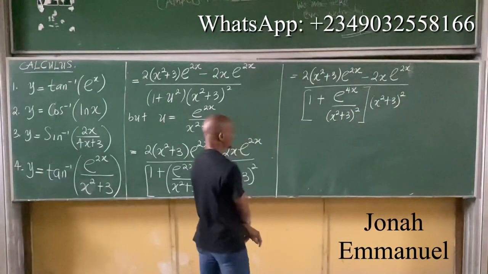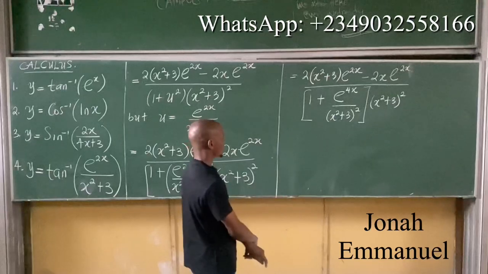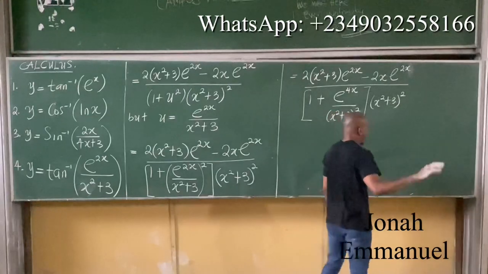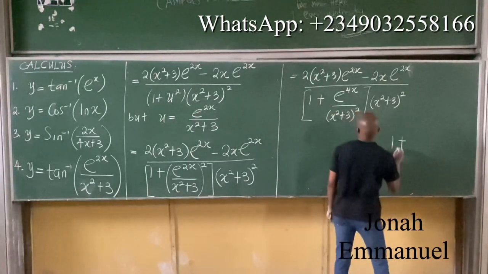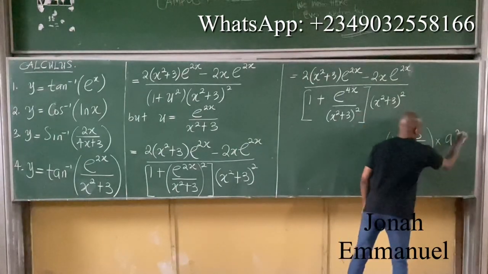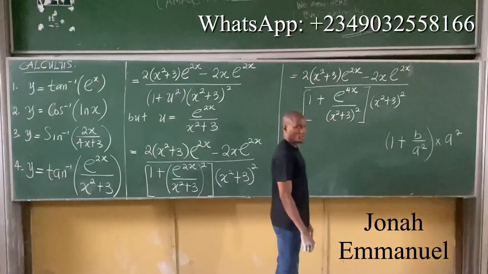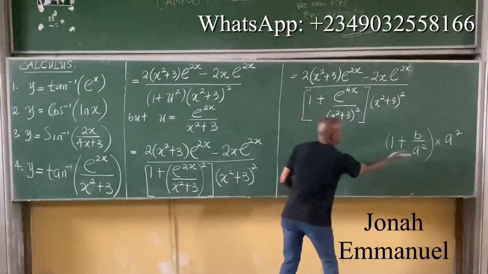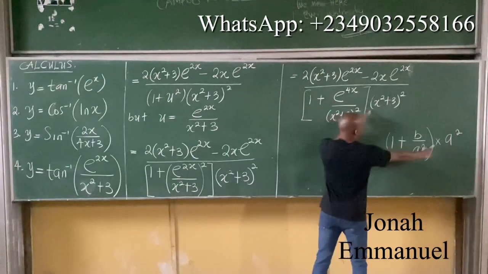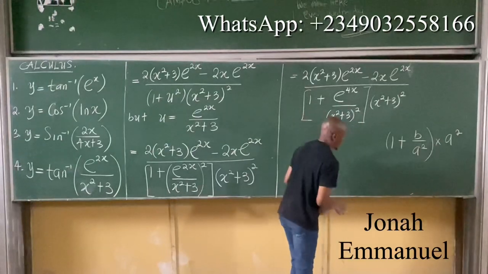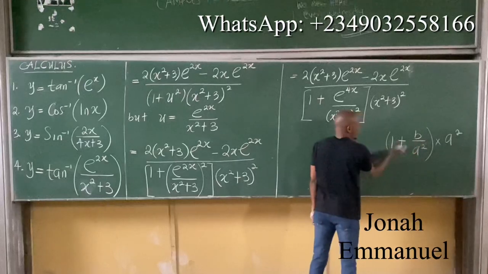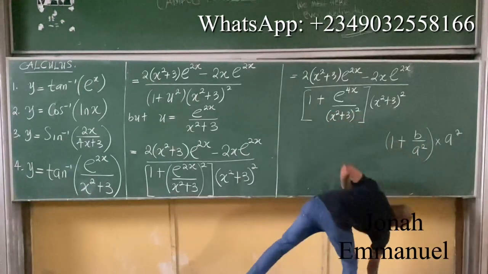So how else can you simplify this? Can this cancel out? Look at this: 1 plus b all over a squared, this times a squared. Can this 2 cancel out? No. It's the same thing here: 1 plus something all over this squared, multiplied. So these two cannot cancel out. What's the idea here? First of all, take the LCM.